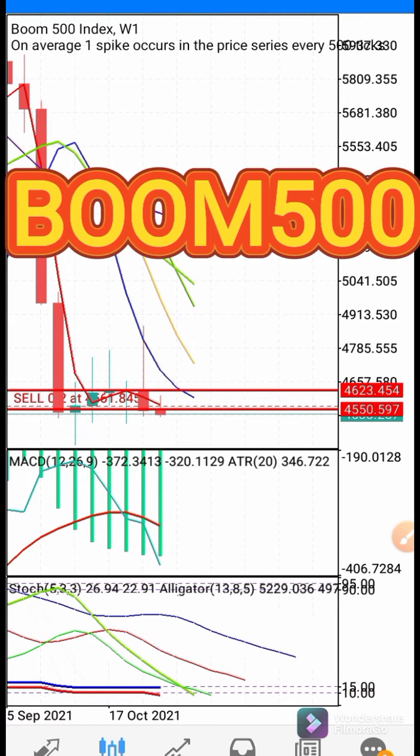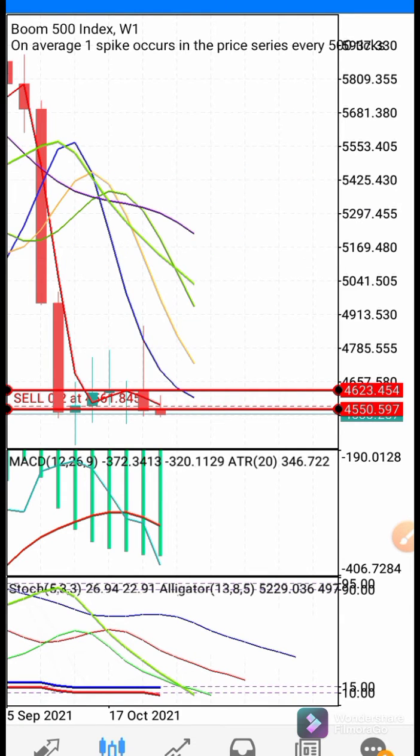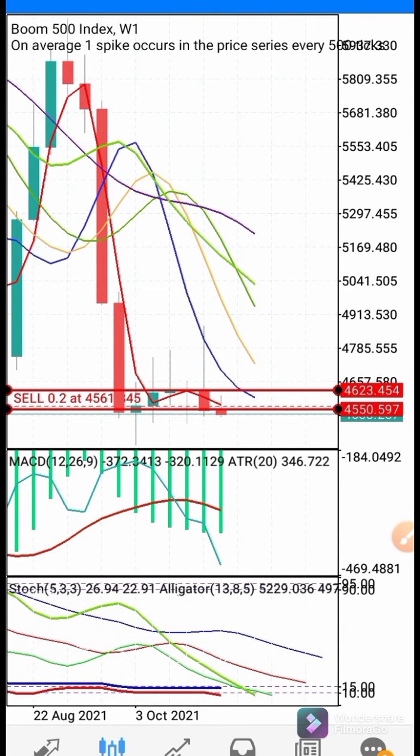On the Crash 1000, I just marked the highs and the lows here on the weekly chart. The weekly chart is the most important chart in the Boom and Crash trading system. I have my reasons for this based on my research, and I've already pointed out the Boom and Crash strategy. I also found out that it is the best weekly analysis chart to determine the highest zones and the lowest zones for the possible move trend of the market.